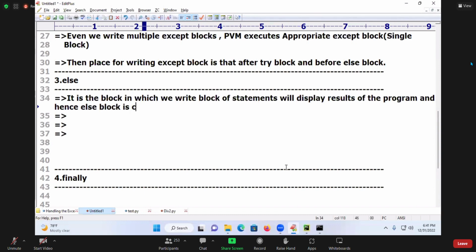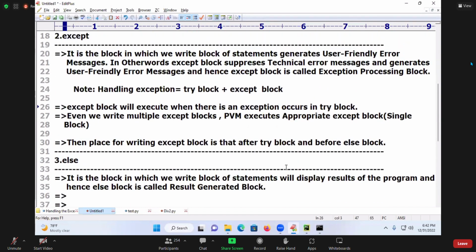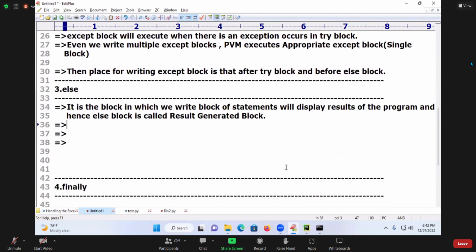Good. And hence this block is called the else block, or the result generated block. So if any results are there in the program, that result generated block will be written inside of, always under, else.